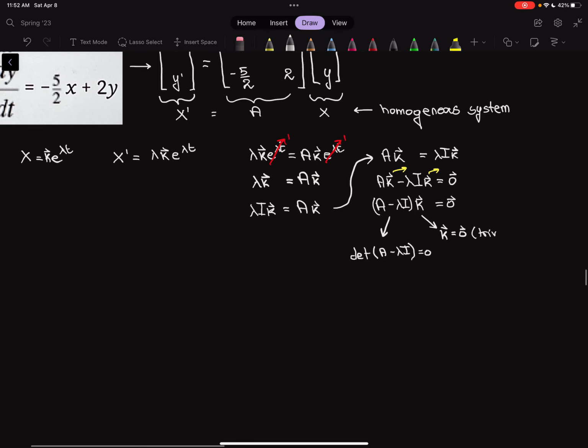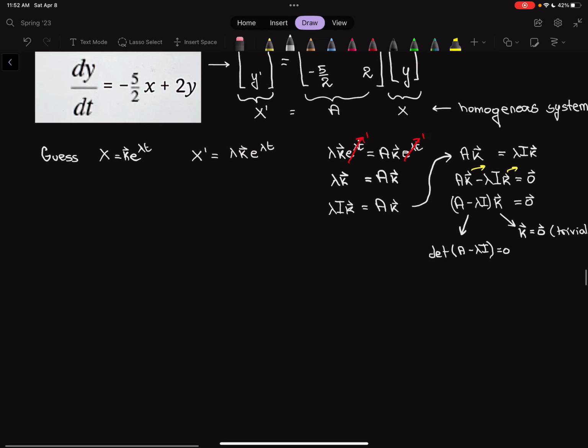And this is the eigenvalue problem. Now, why is this the eigenvalue problem?